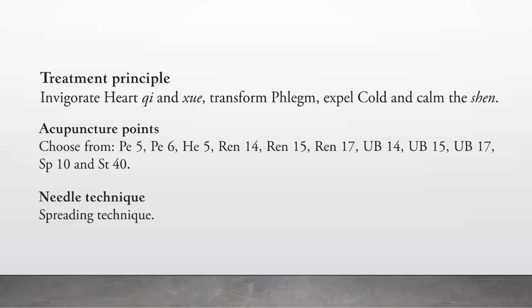For the treatment principle: invigorate heart qi and blood, transform phlegm, expel cold, and calm the shen. For the acupuncture points, choose from pericardium 5, pericardium 6, heart 5, REN 14, REN 15, REN 17, UB 14, UB 15, UB 17, spleen 10, stomach 40. Needle technique: spreading technique.